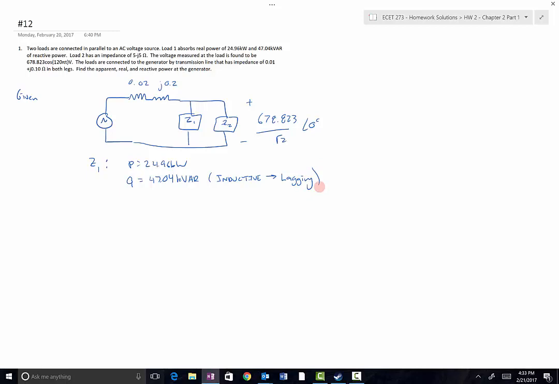Kind of an old way to say that is that it absorbs. Z2, we just know was 5 minus j5 ohms. So that's our givens right there. We're asked to find S of the generator, P at the generator, and Q at the generator.